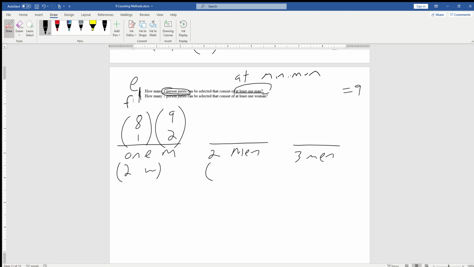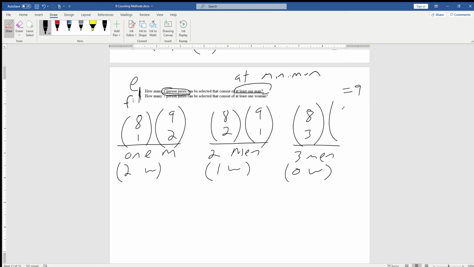So 1 man implicitly means 2 women. Similarly, if there are 2 men, that implicitly means there is 1 woman. So that would be 8 men, select 2, 9 women, select 1, and then finally 3 men, 8, 3. Implicitly, that would mean that there are 0 women out of 9 that we're selecting. So we're going to compute these.